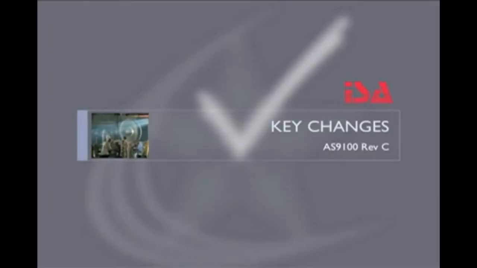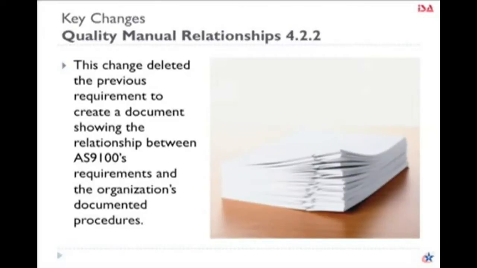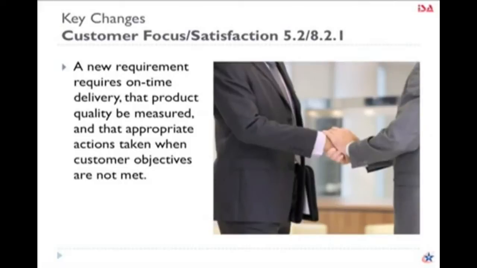The following section will provide a brief overview of some of the key changes in Revision C of AS9100. This change deleted the previous requirement to create a document showing the relationship between AS9100's requirements and the organization's documented procedures. The stakeholder input was that this requirement had no effect on product quality and was viewed as prescriptive. A new requirement requires on-time delivery, that product quality be measured, and that appropriate actions be taken when customer objectives are not met. The evaluation of customer satisfaction shall include monitoring of product conformity, delivery performance, complaints, and corrective action requests. This requirement will establish a clear relationship between the QMS and organizational performance.